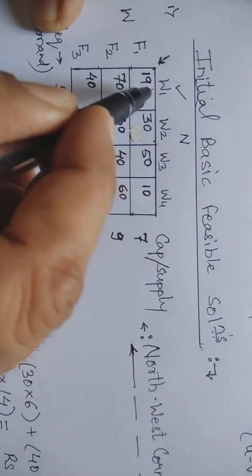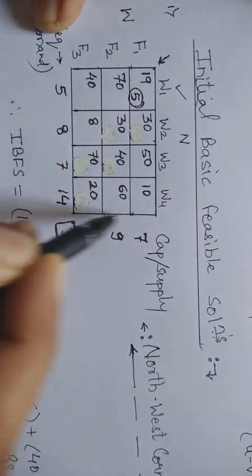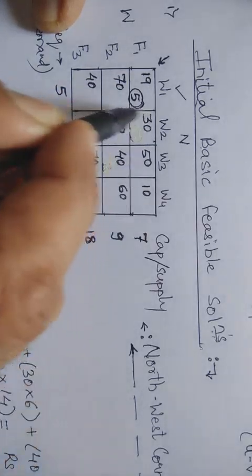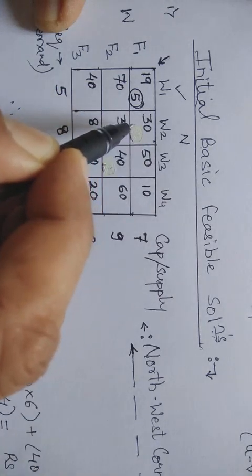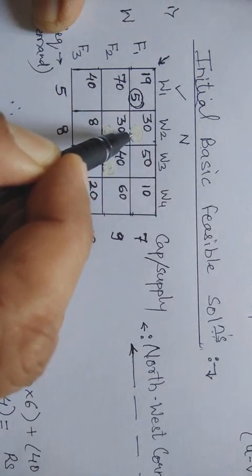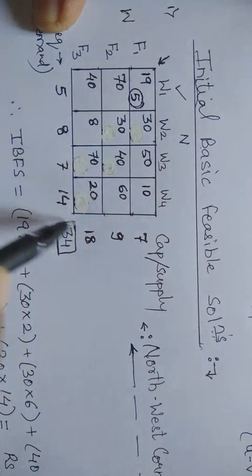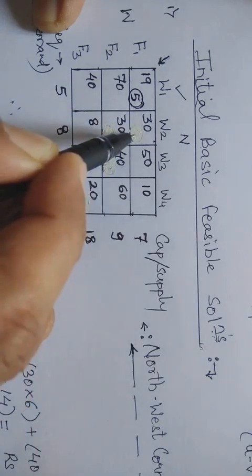After leaving W1, the remaining matrix is this much. For this matrix, see which is the northwest corner. The northwest corner is this cell now. 30 is the unit transportation cost.